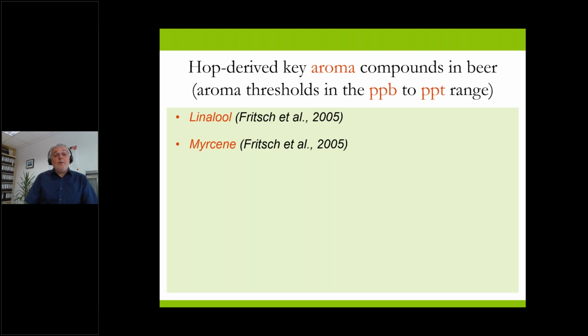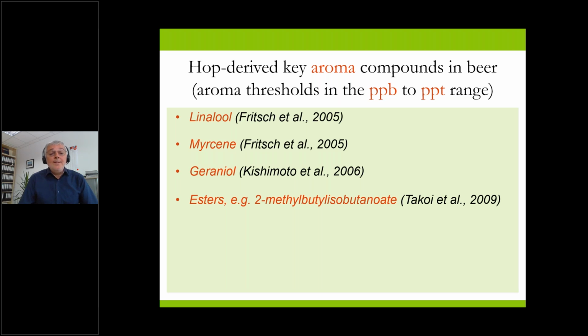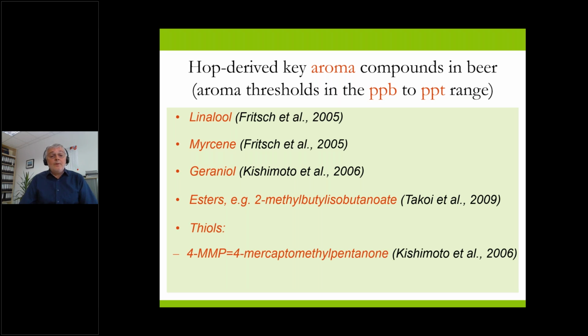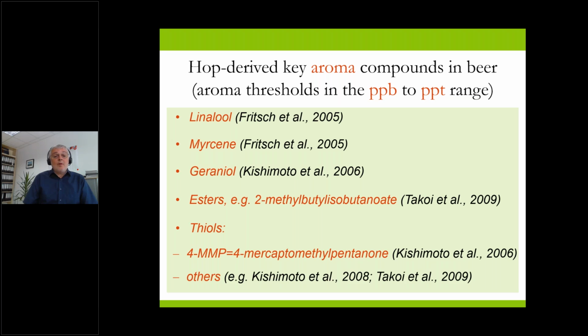He also made an experiment with dry hopping and identified myrcene as a key aroma compound in dry hop beers. Geraniol was identified by Kishimoto. It comes not from all hop varieties, but from some of them. Then we have various esters, for example 2-methylbutyl isobutanoate. We have some thiols. The most important and well-known one is 4-mercapto-4-methylpentan-2-one. And we have several more thiols also researched by Kishimoto and Takoi from Japan.